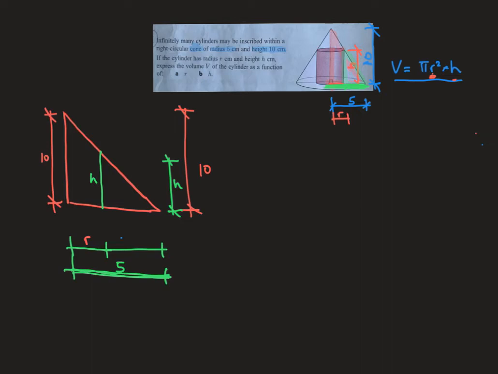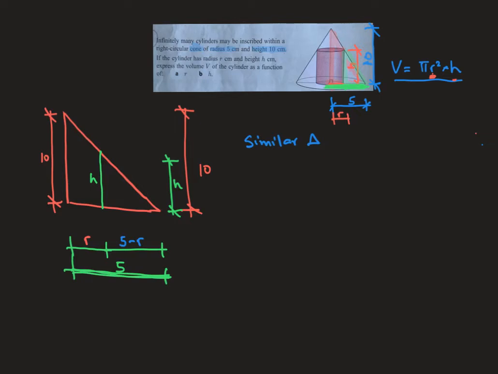Yes, you're right. Has to be 5 take away R. Okay, so we have some labeling here. I don't know if you remember similar triangles, but this is what we're going to do. When you have similar triangles, I'm quite positive you remember that the ratio of corresponding sides is equal.